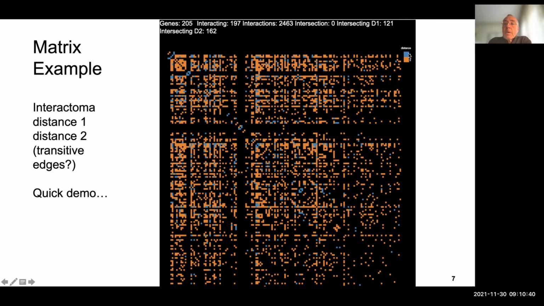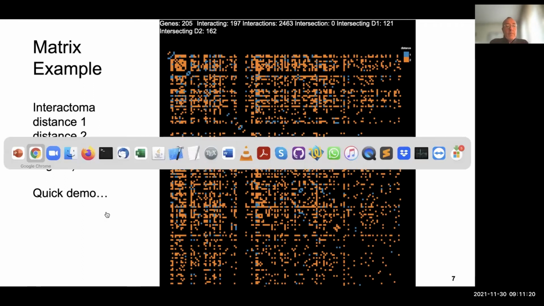And we have two kinds of interaction. In blue, we have direct interaction. In orange, we have two-step interaction. A interacts with B, B interacts with C, so A and C are connected somehow. We are exploring this here. The blue ones are the direct interactions, while the orange are the interactions at the first level with a path of distance two, assuming that edges are transitive. It's not always the case. I'll show you the demo very quickly.